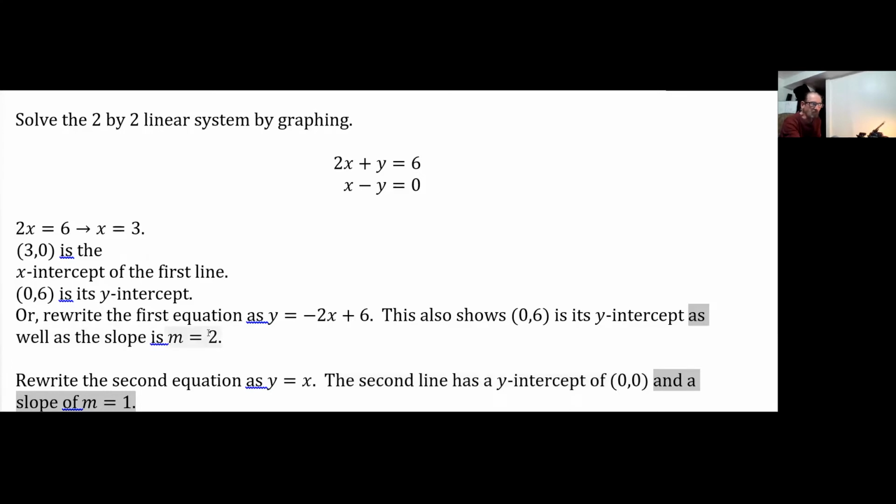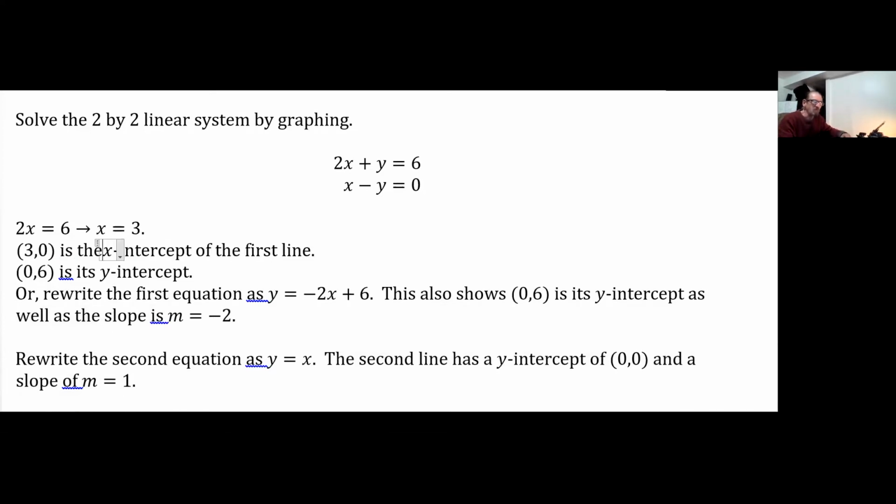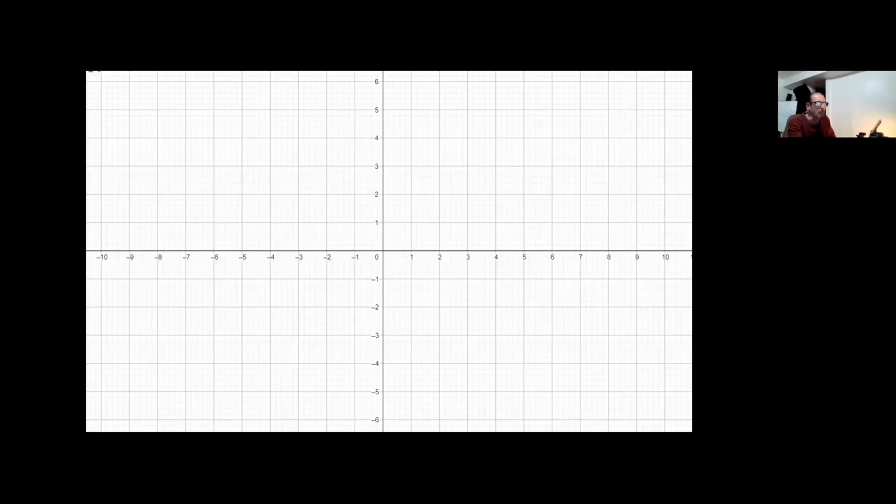All right, so fixing that, that was a -2. And in just a moment, we'll see the first line and then the second line plotted. We'll see if they intersect, and if so, where. If they do intersect, where they intersect is the solution to the system. All right, here we go.